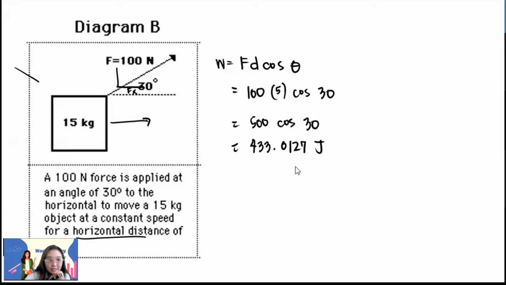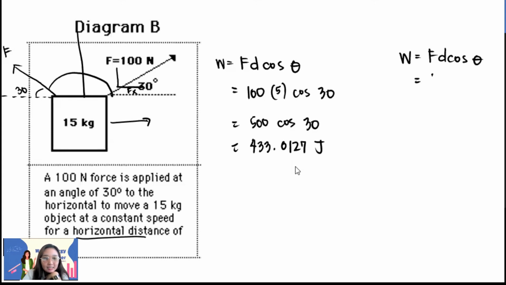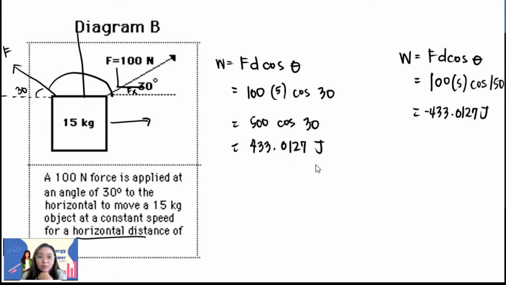Suppose our force is here, and this angle is 30. So, what angle will you use? Very good. 180 minus 30, because we need the angle in reference to the x-axis. So, 180 is the whole straight line minus 30, so 150 is the angle you will use. F d cosine 150, so 500 cosine 150. Since our angle is greater than 90, our work would be negative. 500 cosine 150 is negative 433.0127 joules. We move on to diagram C.